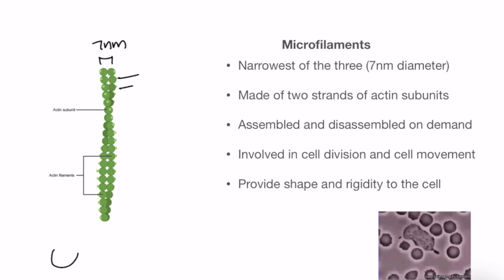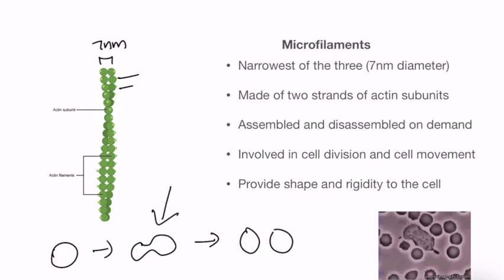So when our cells divide, they change their shape as they are dividing. So this kind of a shape right here, something needs to happen so that that shape changes, and those are microfilaments that are moving around, making the cell be able to have that kind of a shape. They also help in cell movement.